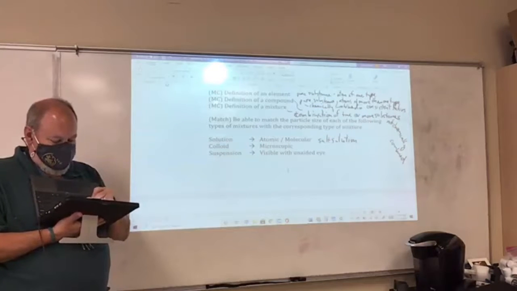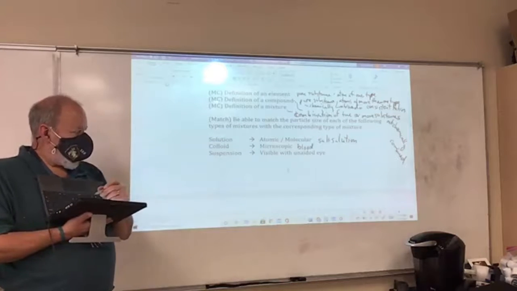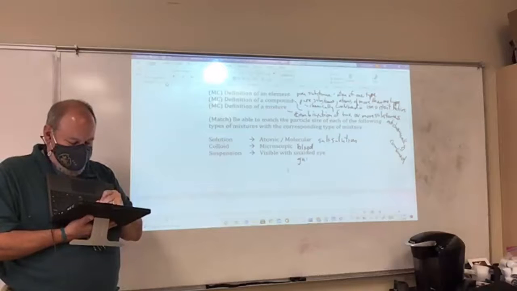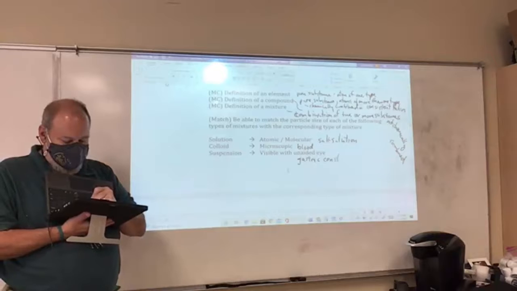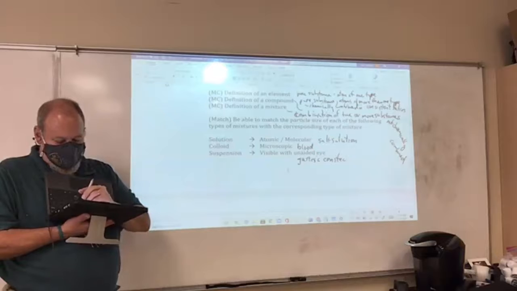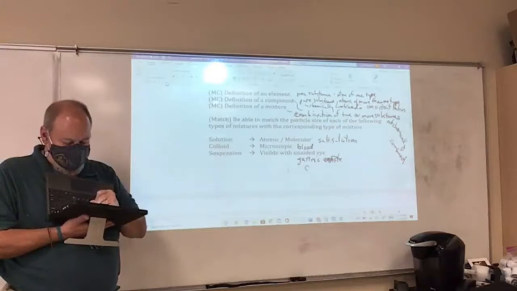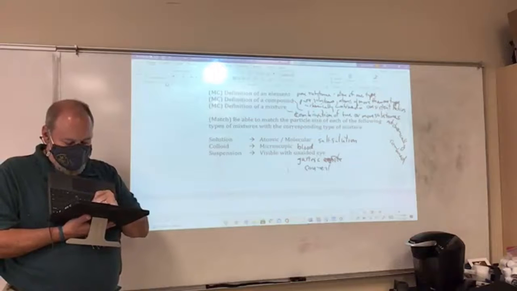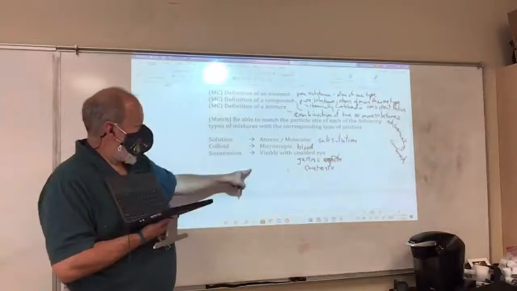Our colloid would be blood. I need a microscope to see the blood cells. Gastric contents. What's gastric mean? Stomach. So stomach contents, gastric contents. Okay, I can see the particles with my unaided eye, right? So that would be an example of that. Except I can't spell today. Okay, you won't need to know these examples, but those would be good examples.